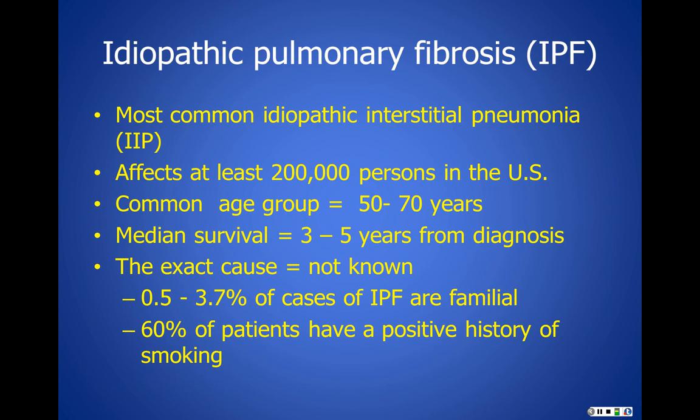So IPF is the most common idiopathic interstitial pneumonia, affects at least 200,000 persons in the US, and you are the ones who will see these patients the most. The common age group is 50 to 70 years. Median survival, I put it at 3 to 5 years, but I will show you brand new slides from 2015 here. The exact cause is not known. About 0.5 to 3.7 percent of cases are familial, and 60% have a history of smoking at the time of diagnosis.